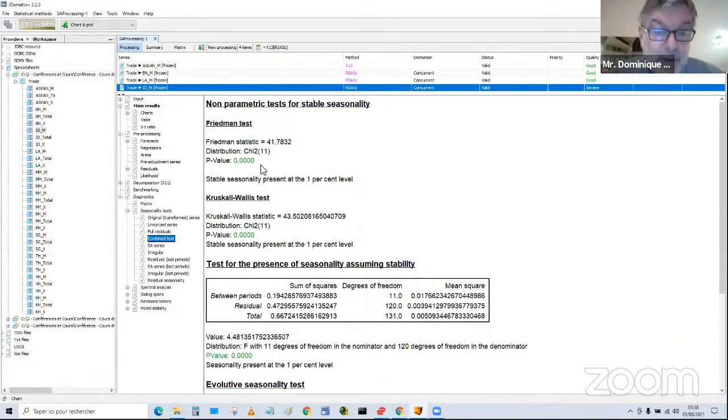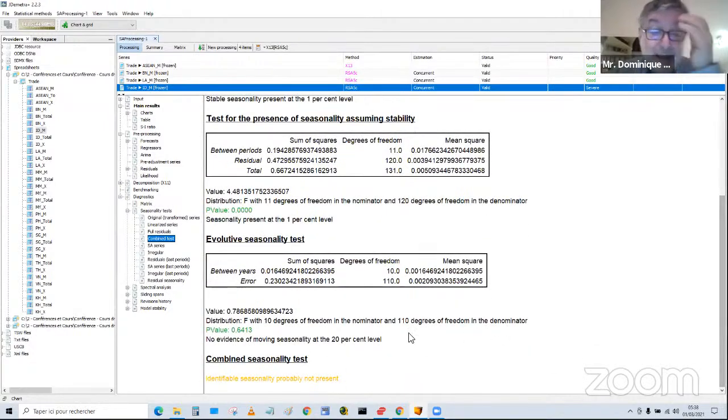So you have a stable seasonality present at a 1% level, a stable seasonality present for the other tests. So the first two tests say that. The third test is okay with that. For the other test, it says that there's no evidence of moving seasonality, so it's not clear if the seasonality is stable or not. And here, identifiable seasonality probably not present.